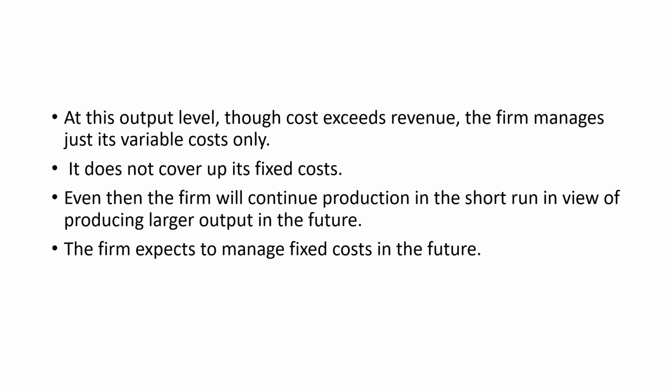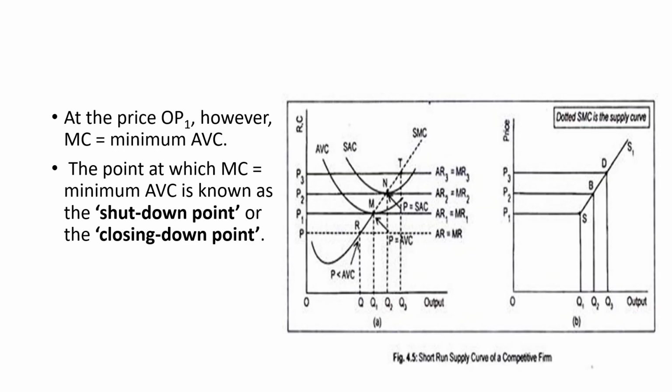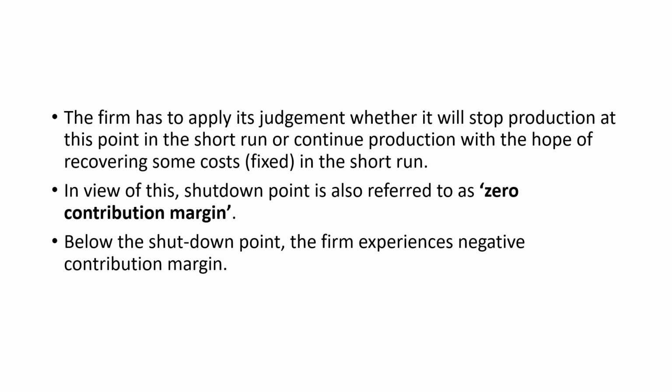Even then, the firm will continue production in the short run in view of producing larger output in future. The firm expects to manage fixed costs in future. Here at price level OP1, MC equals the minimum average variable cost, and at this point MC equals AVC, and it is considered to be the shutdown point or closing down point. The firm has to apply its judgment whether it should stop production at this point of time in the short run, or whether it can continue production in the hope that it could recover some cost.